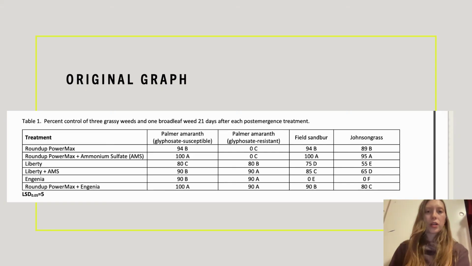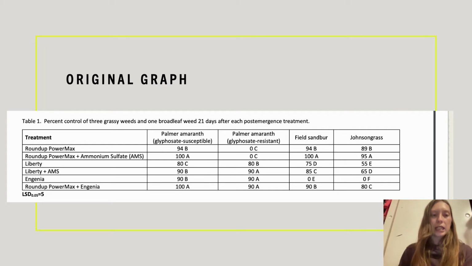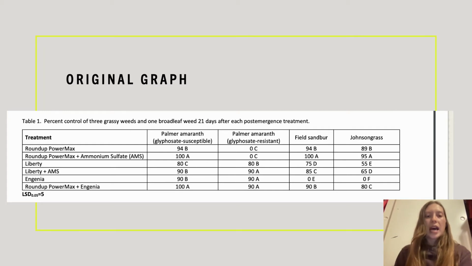So when we go to first analyze different data sets, it can at first seem very overwhelming. So for this data set that we're going to be analyzing today, we have the treatment on the left, and then over here we have the 4 different weeds that the treatments were applied to.